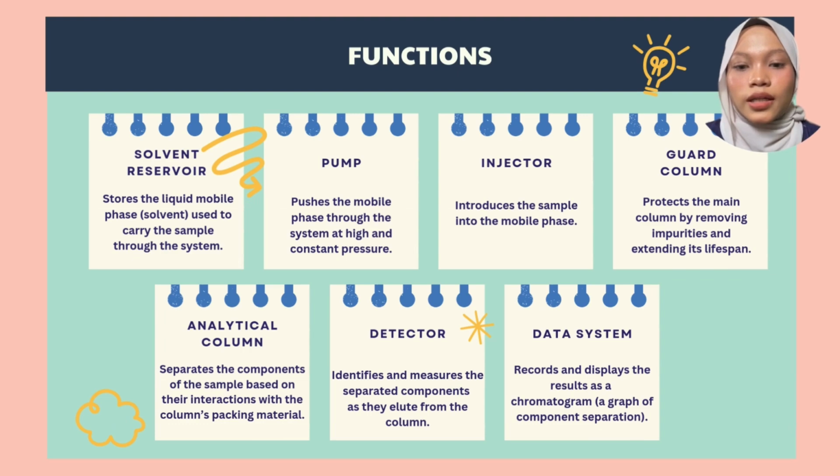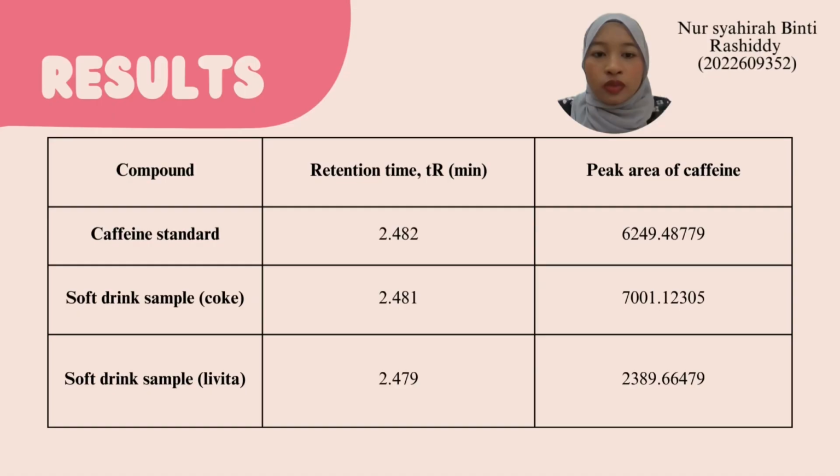Fifth one, analytical column. It is used to separate the components of the sample based on their interaction with the column packing material. Next, the detector. It is to identify and measure the separated components as they elute from the column. Last one is data system. It records and displays the result as a chromatogram, which is a graph of component separation.